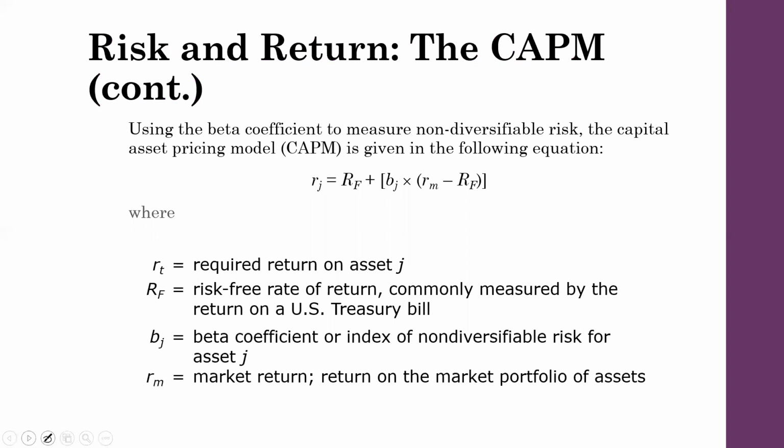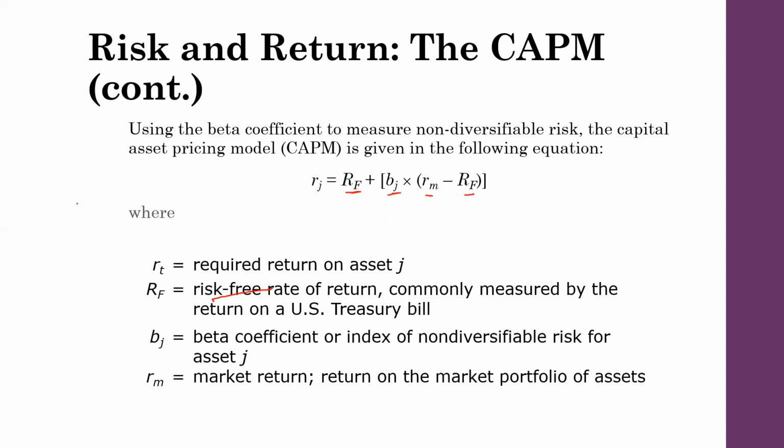Using beta as the coefficient to measure non-diversifiable risk, because we're concerned about that part of the risk, the capital asset pricing model is given by the following equation. RJ is the required return using the CAPM. RF is the risk-free rate of return, commonly measured by the US Treasury bill rate. We call that risk-free. That is the non-diversifiable risk, and that is the diversifiable risk. BJ is the beta, and RM minus RF is the market rate minus the risk-free rate. So that's the formula for CAPM.